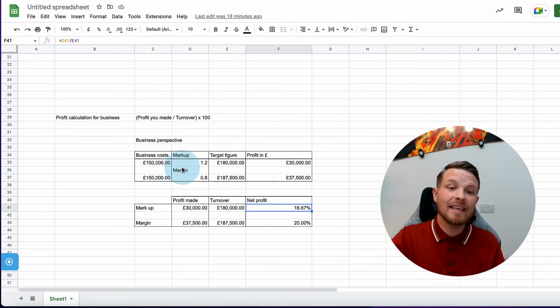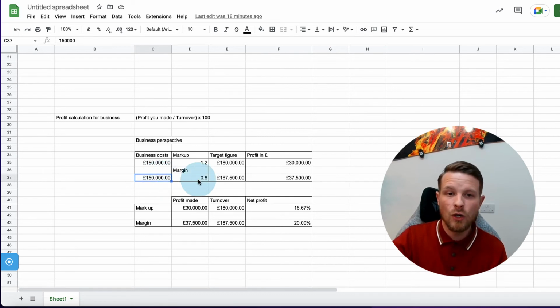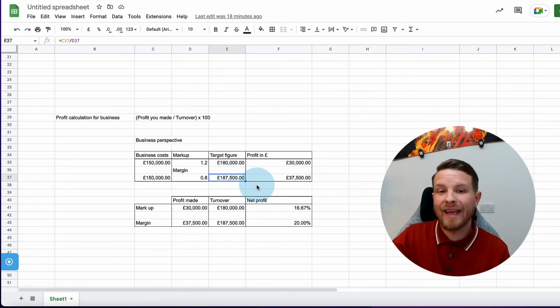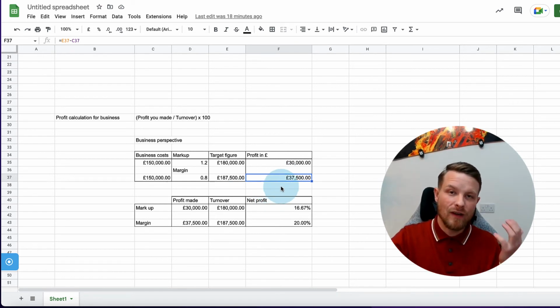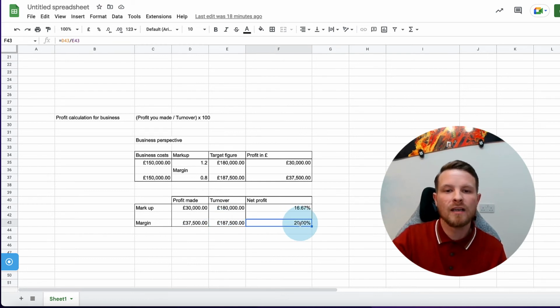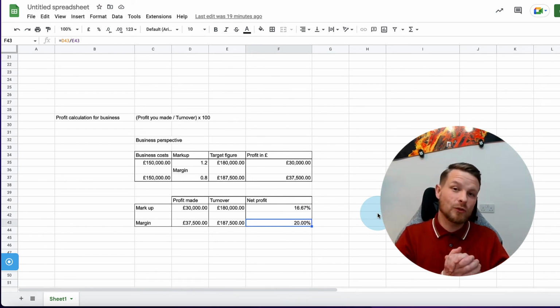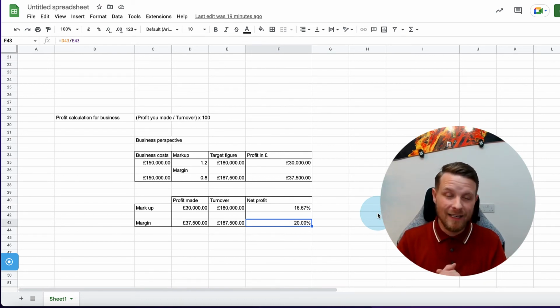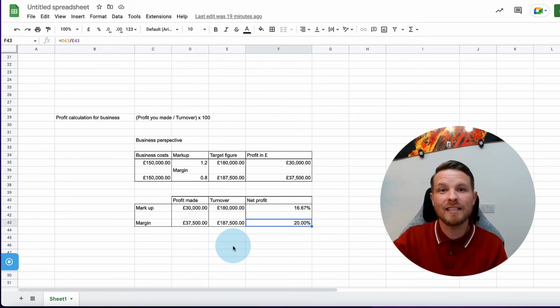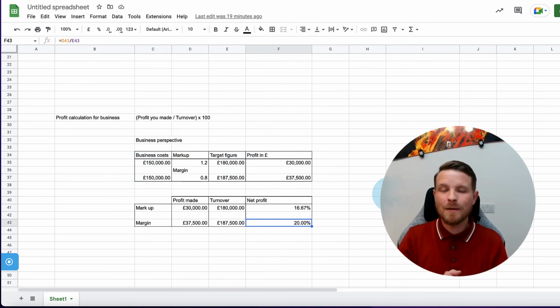If they use the margin method instead, we've got £150,000 business cost to break even. We divide that by our margin of 20%, which gives us a new figure of 187,500. And now when we hit that figure, we've made £37,500, which equates, if we look at it from our reverse engineered calculator here, to our 20% profit. Honestly, if you just switch your calculation, that is going to make you £7,500 extra in your pocket every year, which is a massive difference.